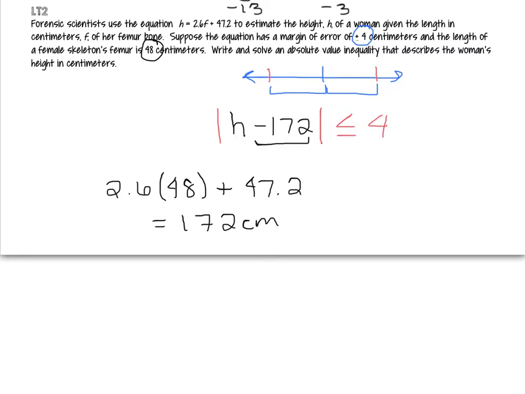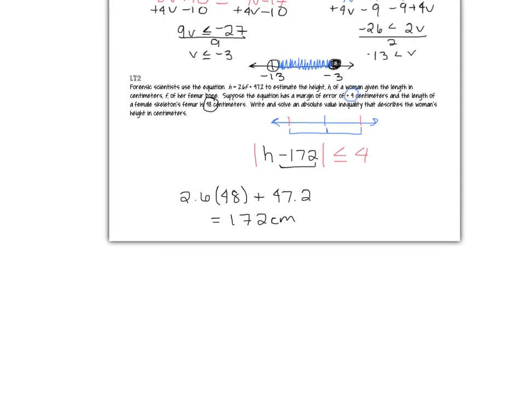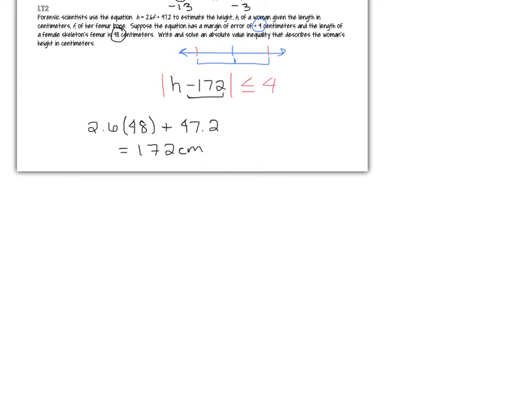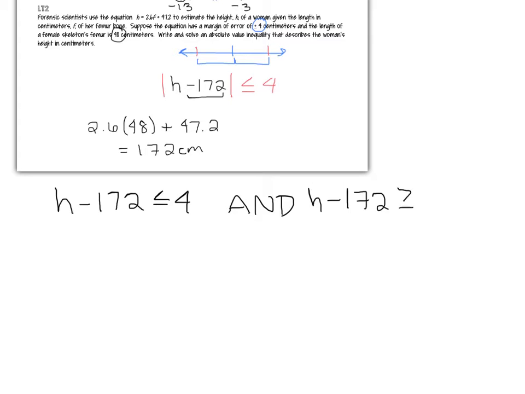So now I've got to create my two cases. Zoom out here to help myself get more space. First scenario, we have h minus 172 is less than or equal to 4. Less than means an and. And then we have our second scenario where we are going to flip the sign and negate. Okay? For both of these, I'm going to add 172 onto both sides of my inequality. So we have h is less than or equal to 176 centimeters.